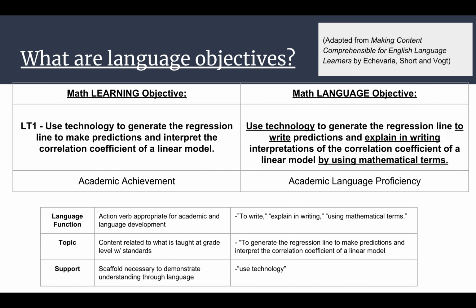In this example, we see on the left side a math learning objective that on the right side has been converted into a language objective. The language function added was to write, explain in writing using mathematical terms. The topic remained the same, and the support was identified as the use of technology.